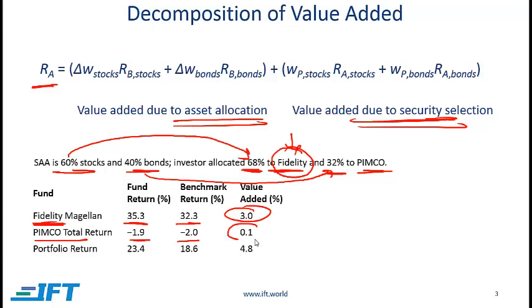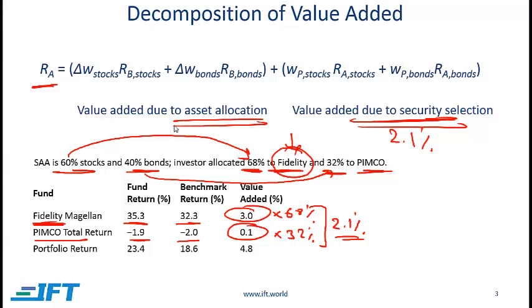So here the active return is plus 0.1. Now, if we multiply these two numbers by the weights, so remember we had 68% in stocks and 32% in bonds, we multiply and add, and what we get is 2.1%. So the value added due to security selection is 2.1%.